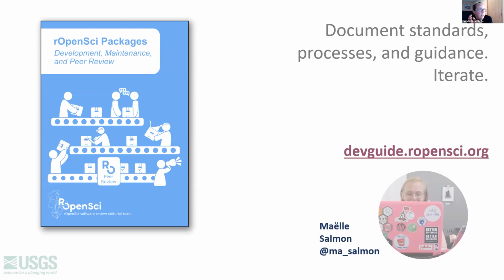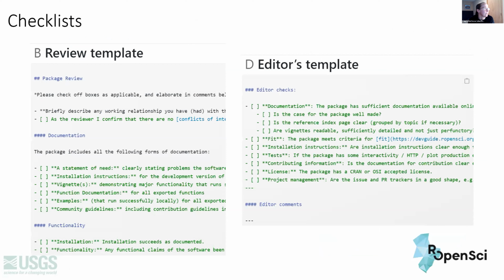Stefanie hit on this, and I would say there's a development guide, devguide.rOpenSci.org. It talks about the development, maintenance, and peer review for our packages. It is fantastic. I've recommended this link to all sorts of people, whether or not they are planning to submit to rOpenSci. It talks about security things you might not think about. It talks about continuous integration. It talks about all of these things. It's got some really nice checklists.